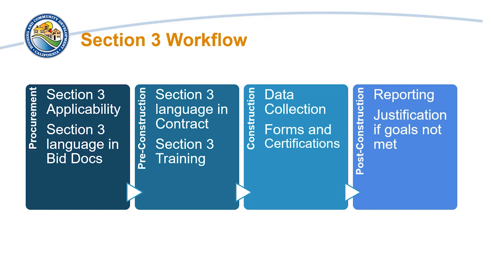Grantees and subrecipients must perform different tasks during the following phases of Section 3 covered projects. During the procurement phase, grantees must determine if the project triggers Section 3 requirements, and if so, insert Section 3 language into the bid documents. After the bidder is selected, and prior to the start of construction, Section 3 language must also be inserted into the contract. Contractors and subcontractors should be provided training on how to comply with Section 3 requirements, including the submittal of all hours worked on the CDBG-CV funded project.